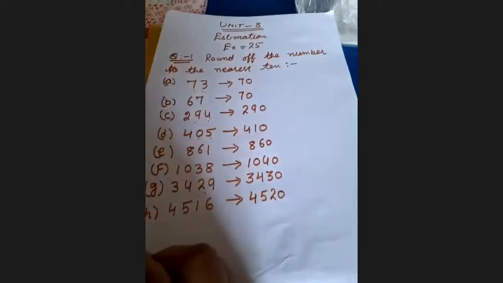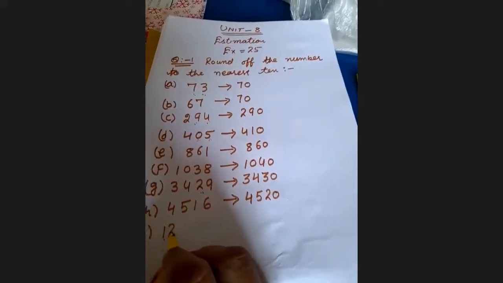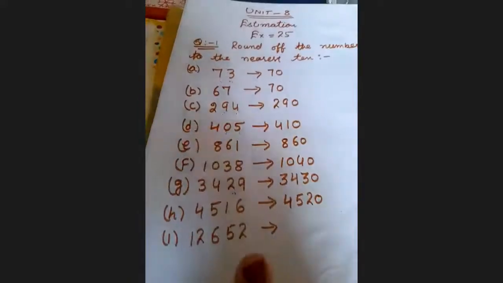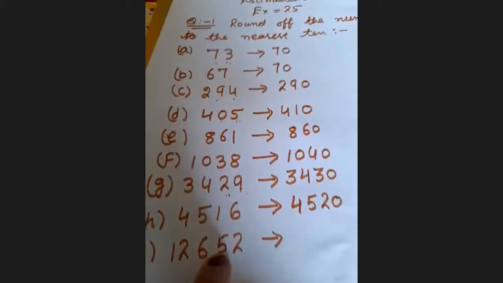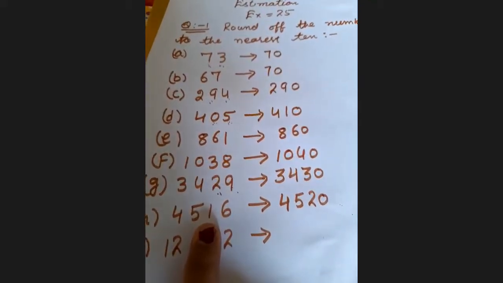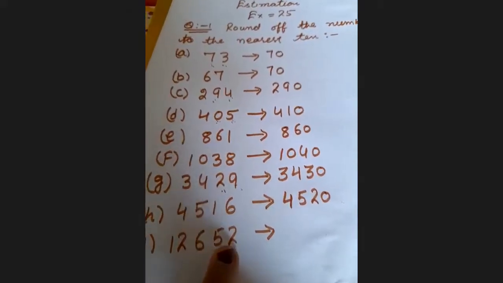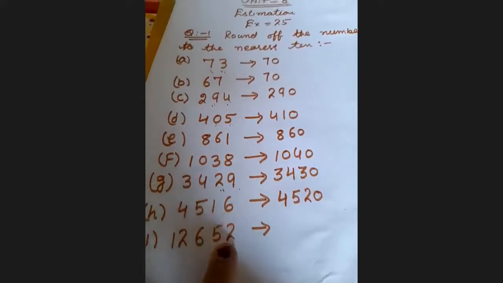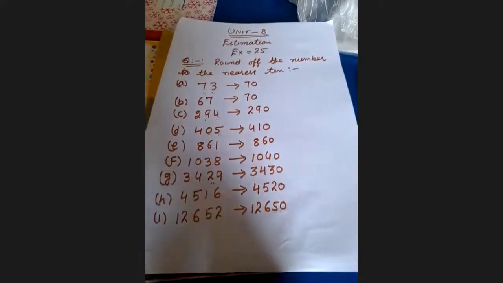Dear students, next is part I. Now your number is 12652. Now ones, tens. Put your finger at the tens place and observe the next number. Next number is 2. So 2 is less than 5. So the nearest value will be 12,650.